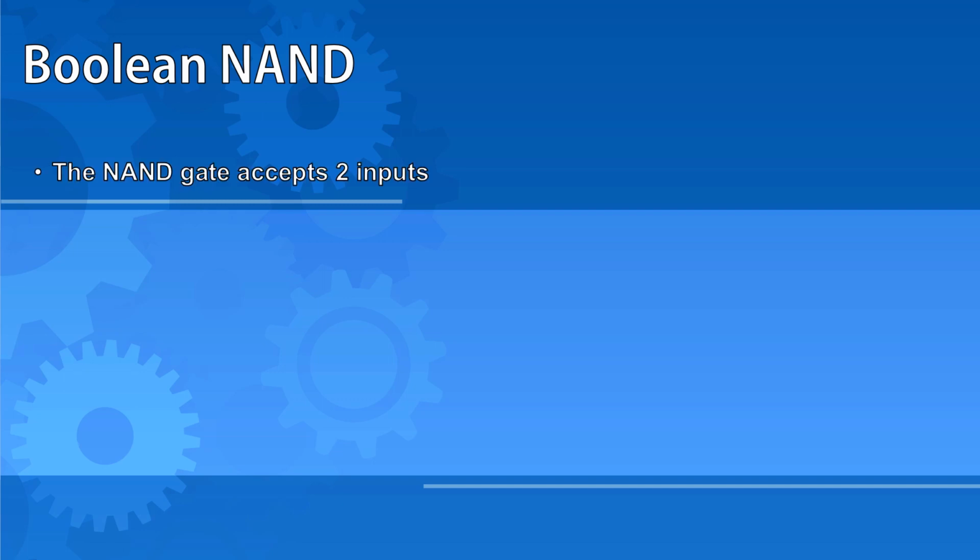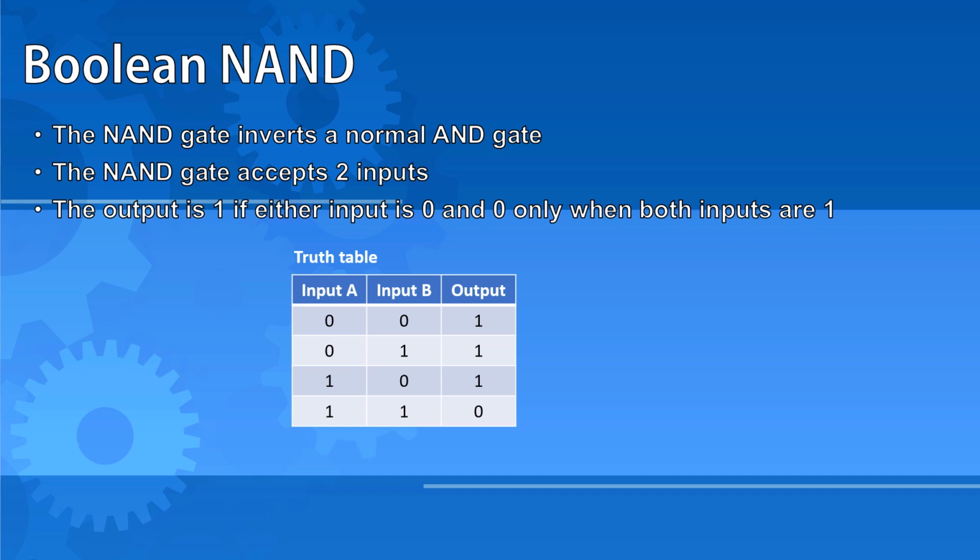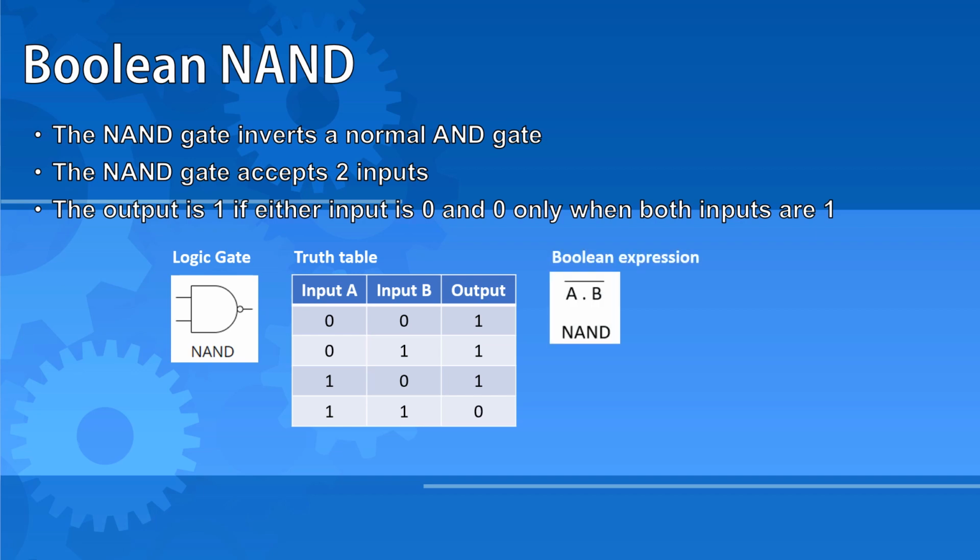The other new logic gate at A-level is the NAND gate. The NAND gate inverts a normal AND gate. It also accepts two inputs. The output of a NAND gate is 1 if either input is 0 and 0 only when both inputs are 1. The logic gate symbol for NAND is the same as an AND symbol, except there's a circle on the top of the D shape. The Boolean expression for a NAND is the usual expression A dot B for an AND, with an overline representing NOT to signify NOT AND, or NAND.